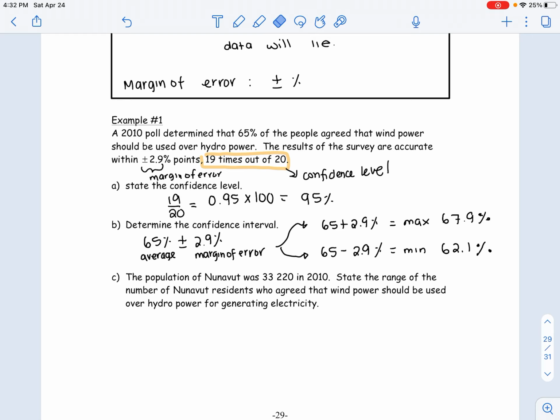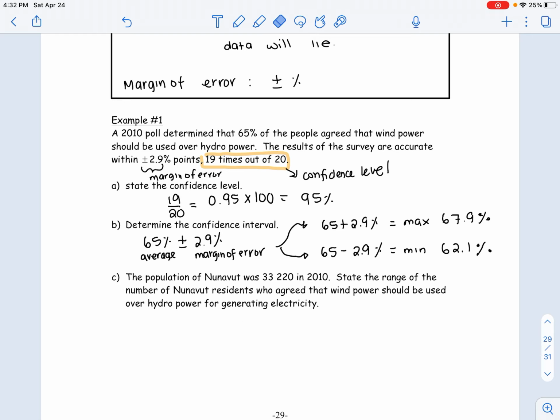67.9 divided by 100 is 0.679. And 62.1, we would write 0.621. You're going to multiply this max and the min by the population, because that will tell you how many people we are expecting the range to be within. So we'll see what's the minimum people that will fall within this category and what's the max people in the population that will fall within this category. So you're multiplying 0.679 times 33,220.